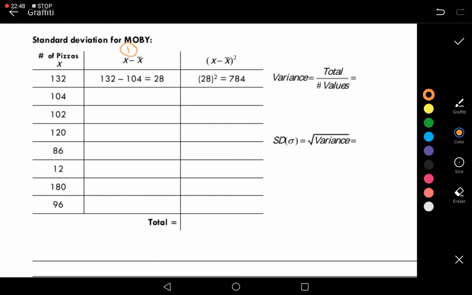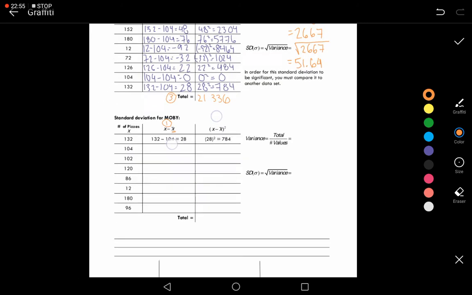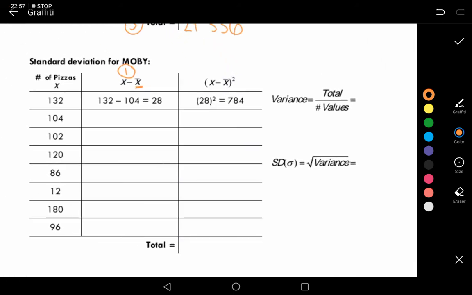So we have, remember, our mean is 104, and that's what this little sign here stands for. Oh, not our median. What am I talking about? The mean, right? That's the mean. So again, we're just taking those values and subtracting. 102 minus 104, 120 minus 104, 96 minus 104. And you can see that negative numbers are allowed here, right? So make sure you're writing out that negative.